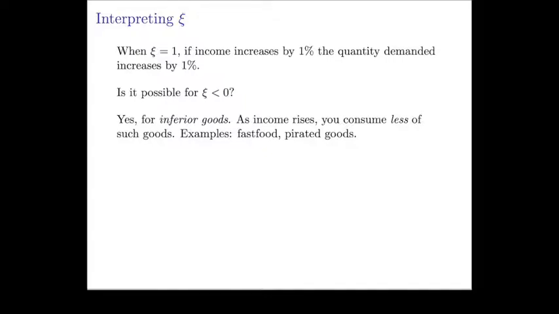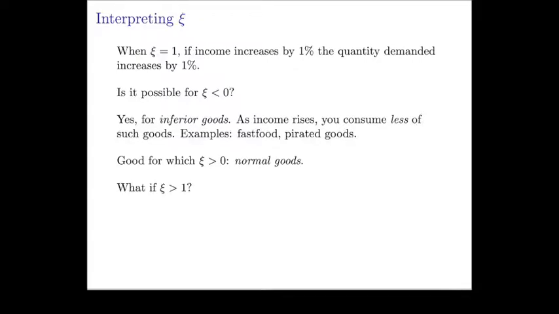So what are examples of this? Well, think of things like fast food. If you have more income, you're going to eat at nicer restaurants, so you're going to eat less at fast food restaurants. Or take the example of pirated goods. If you have less income, you're going to consume pirated goods, but as your income goes up, you don't need to pirate anymore, so you can legitimately buy the goods. When the income elasticity is positive, we call these goods normal goods.